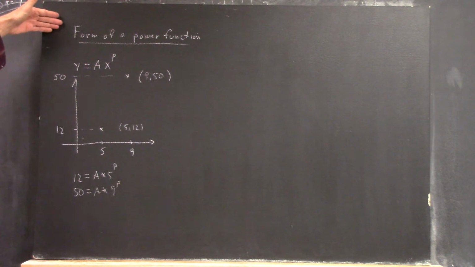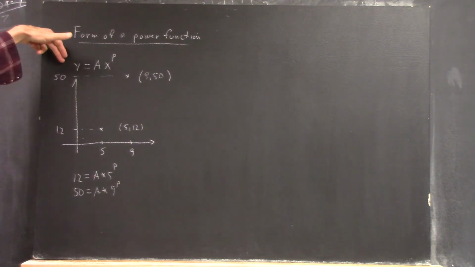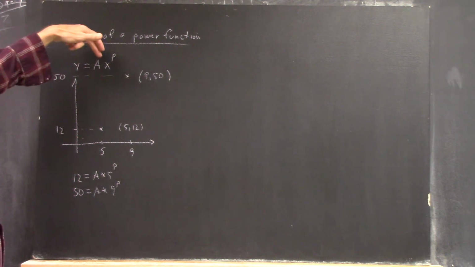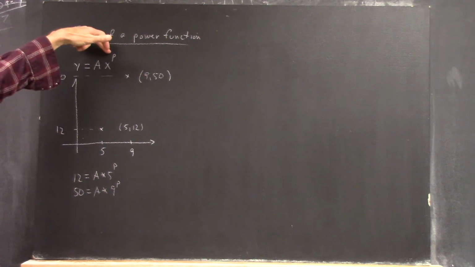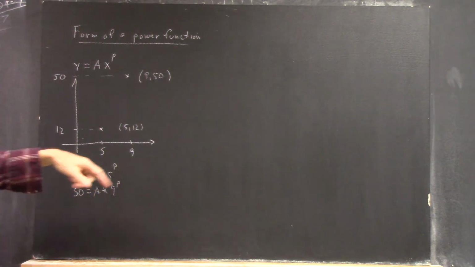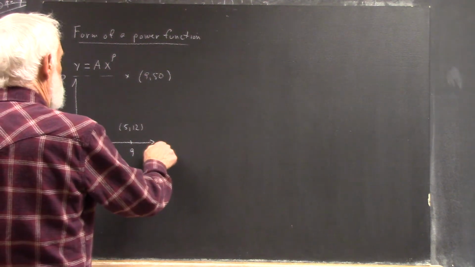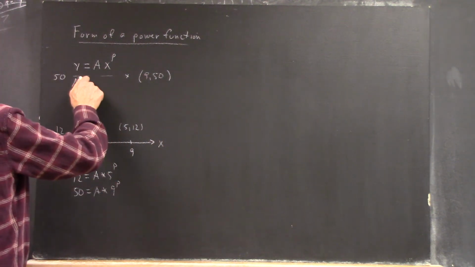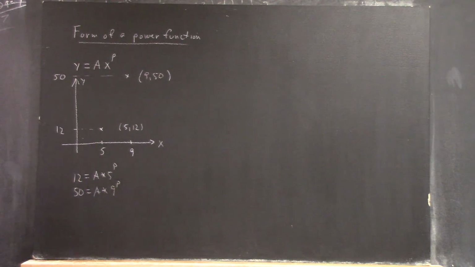Well, we have a power function. The form is y equals a x to the p. We want to find out what a and p are, so we'll know what our function is. We have a graph, and this is x, kind of inclusive, but let's write it out. This is x, and this is y.